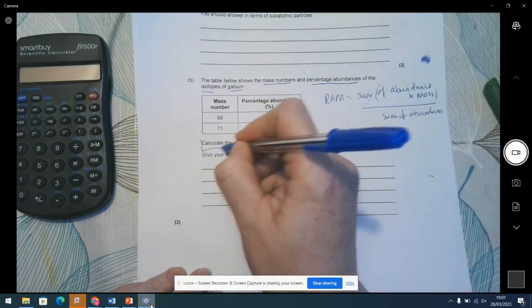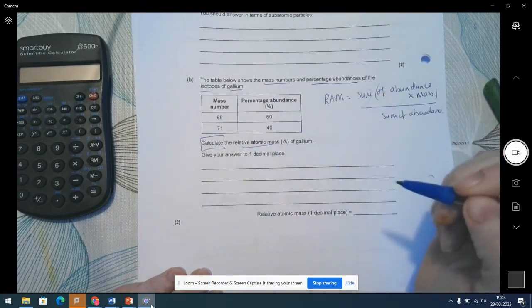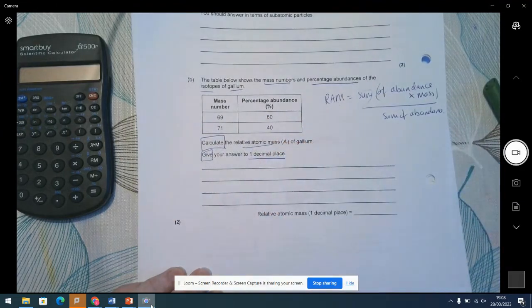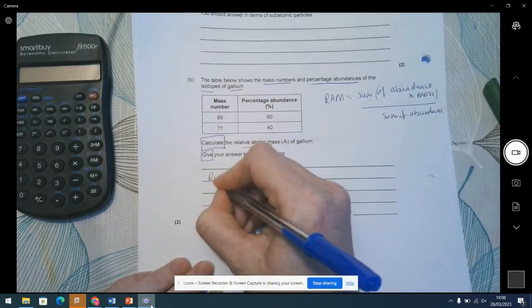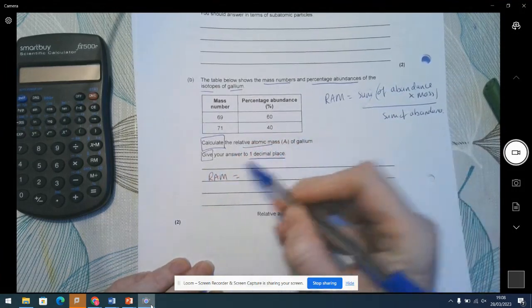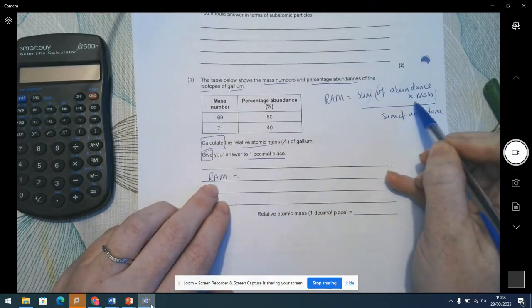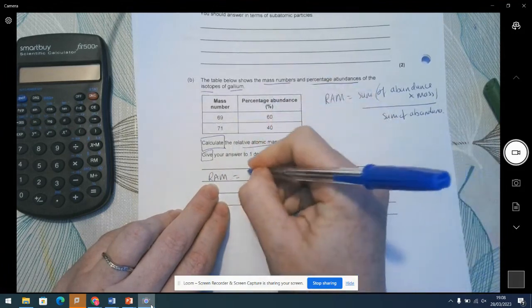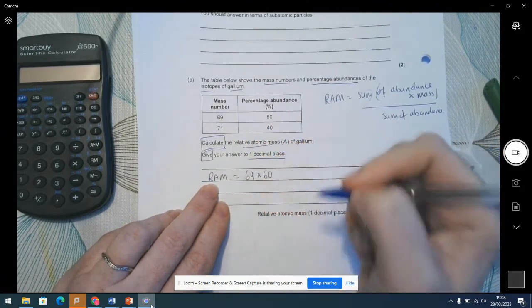abundance. So the question's asking me to calculate the RAM, relative atomic mass, and it's important that I give my answer to 1 decimal place. So I plug my numbers into the calculation. So the RAM, the relative atomic mass, is the abundance of the element times by the mass. So this element here has a mass of 69 and an abundance of 60.